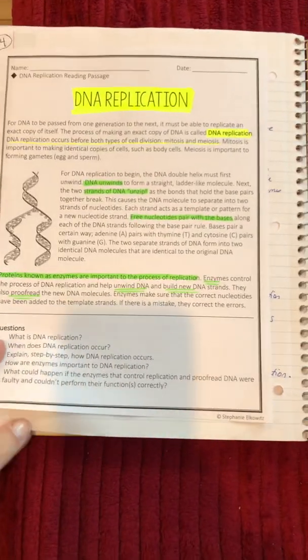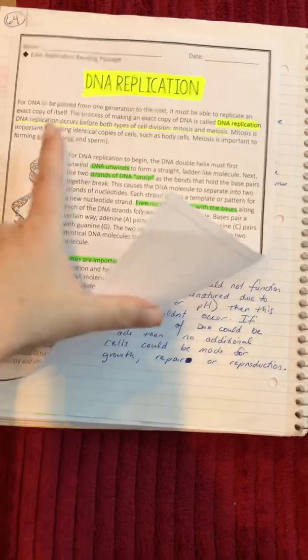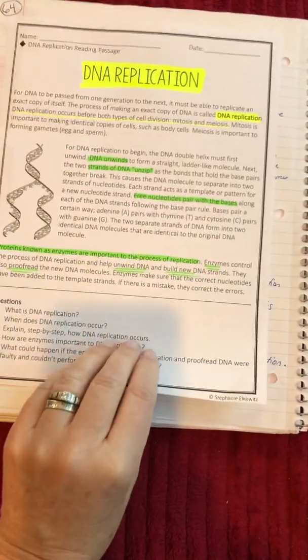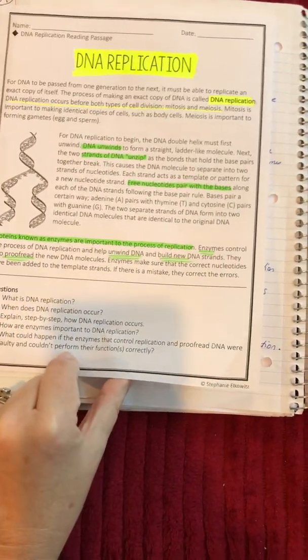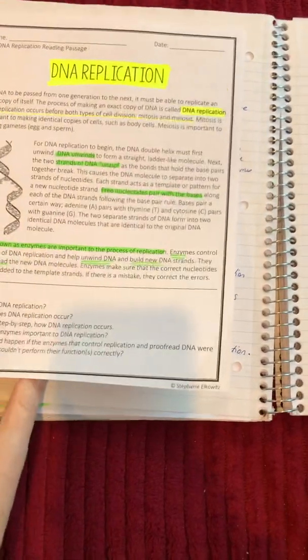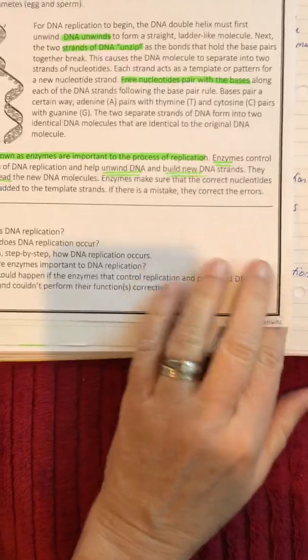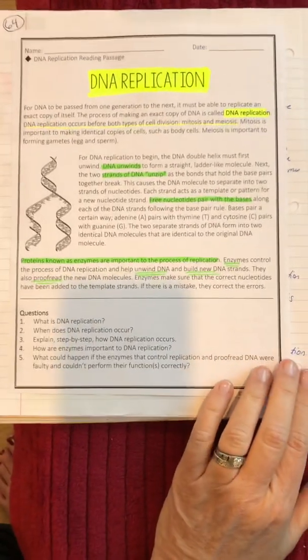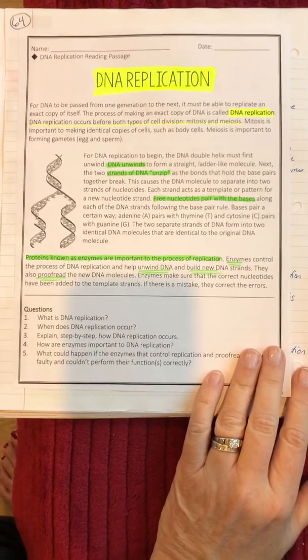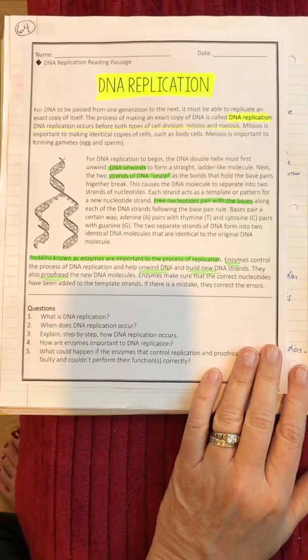Next we got to our DNA replication. I went through and highlighted the most important things, and then you had these 5 questions, and you answer them back here. The last question: so what happens if the enzymes don't do their jobs? That's really, really important. Don't just tell me DNA couldn't replicate, but tell me the major impact.